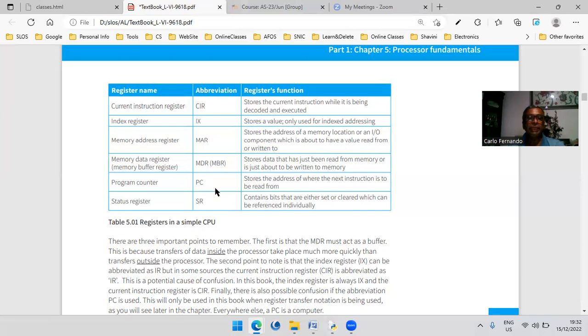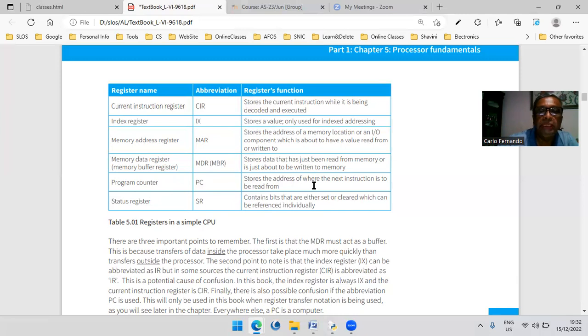Program counter, PC, I told you it's not personal computer, it's program counter. Excuse me. Talking, my throat becomes dry.